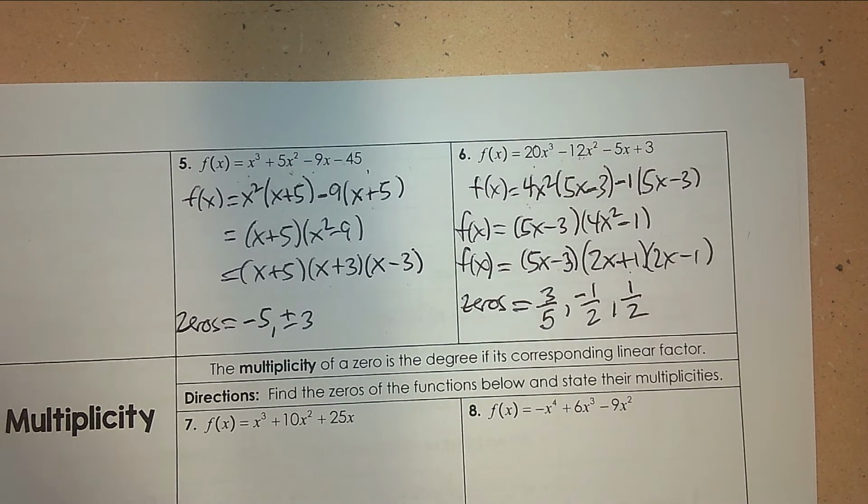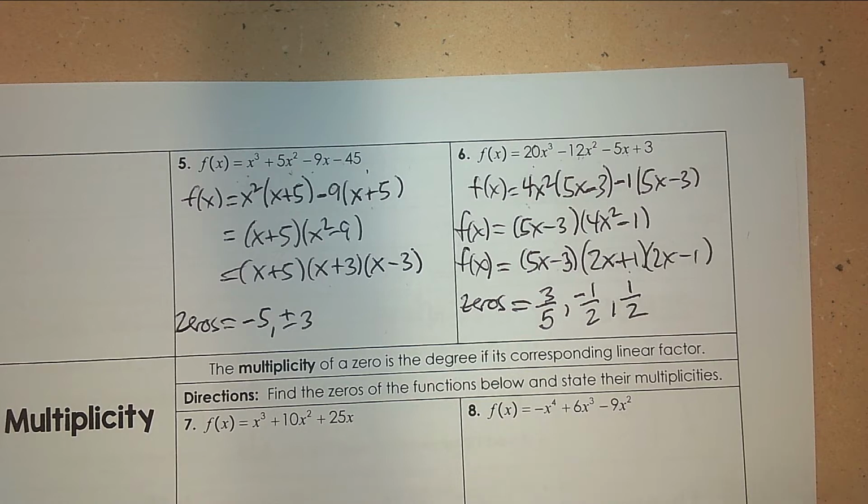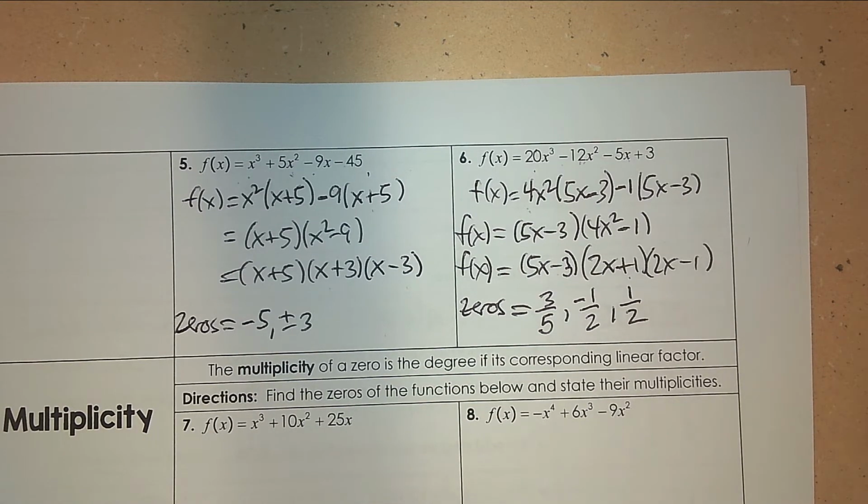So that's practicing understanding what it means to find the x-intercepts. And a special word for x-intercepts is zeros, because these are the numbers that when you plug them in give you the answer 0. That's why they're called zeros.